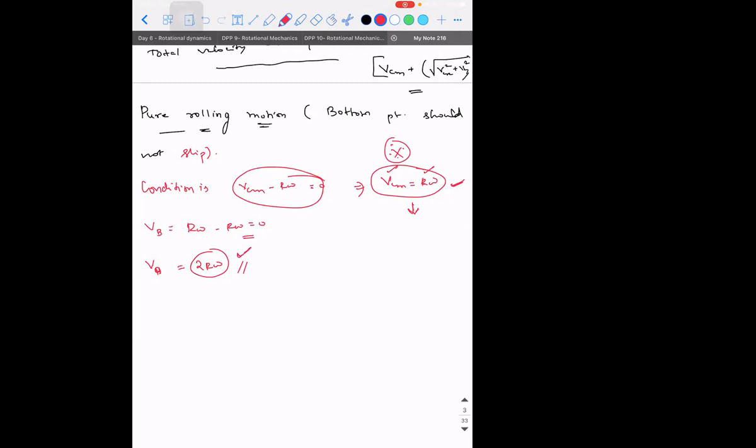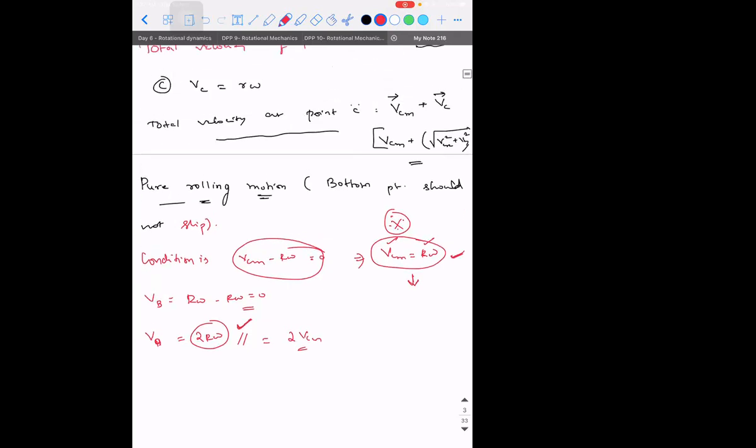So VCM equal to R omega, with the topmost point at 2R omega, is the logic for us to solve this question. Going forward, I'll tell you this point also. Whenever I say pure rolling, the velocity of the topmost point is 2 times the velocity of the center of mass, because 2 times R omega is nothing but 2 times VCM, since VCM is nothing but R omega. So what we need to remember is that the velocity of the topmost point for a wheel or an object which is rolling is 2 times the velocity of the center of mass.